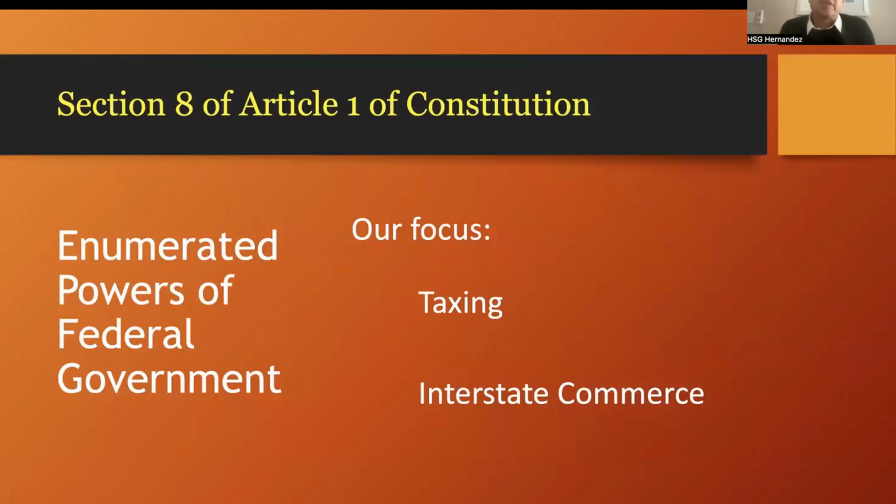All right, so let's talk about Section 8 of Article 1 of the Constitution, and there are a number of enumerated powers of the federal government, and that was in your readings and I believe in the video. And I won't go over all of them right now, but what I do want to focus on are two key enumerated powers of the federal government, and that is the power to tax and the power of interstate commerce. This is really where the bulk of authority comes from, and a lot of the policies that are adopted in this country come from one of these two enumerated powers. There are many others, but these are the ones I want to focus on for today.